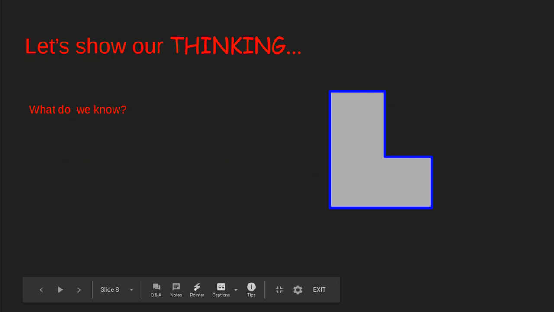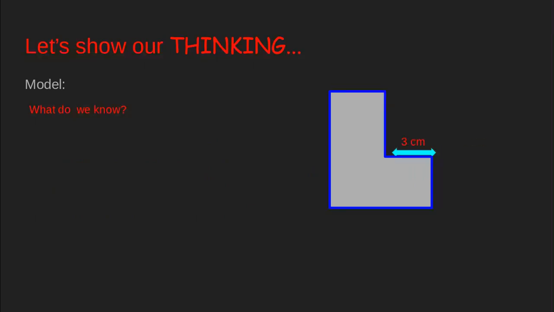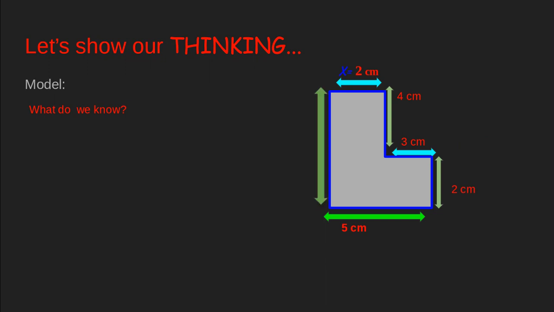All right, so what do we know? Now we know all the side lengths, right? This side length is 3. This one is 5 centimeters. The value of x we solved for is 2 centimeters. We know this side length is 4 centimeters. This one right here is 2 centimeters. And last but not least, we have the value of y, which represents 6 centimeters.